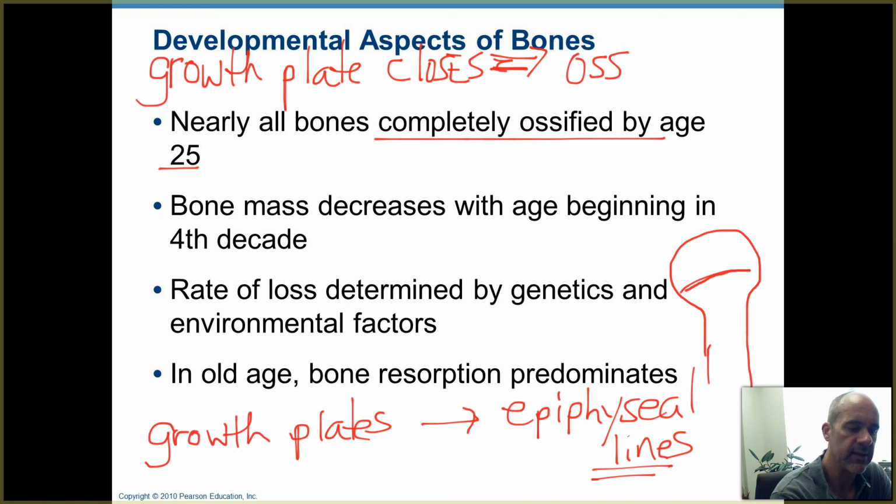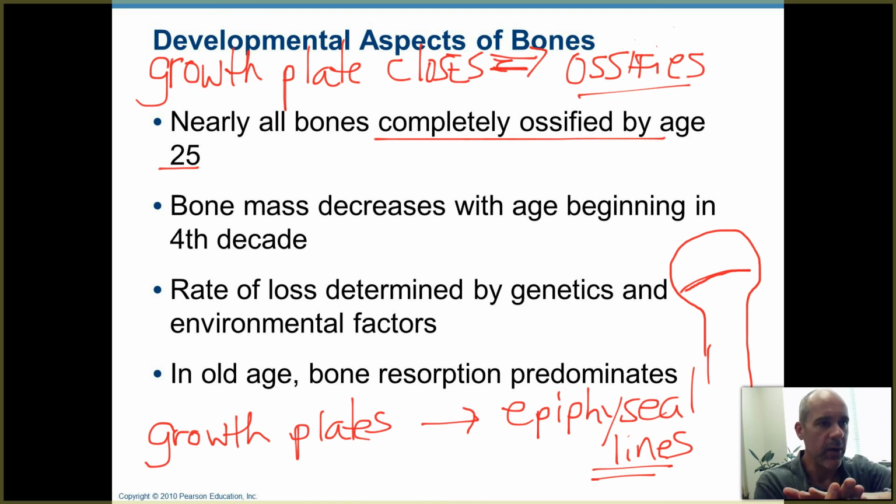Now, that just means that it has ossified. And what triggers that? How does the growth plate know to stop elongating? The cartilage stops undergoing mitosis so that it can completely ossify and be converted over to spongy bone.